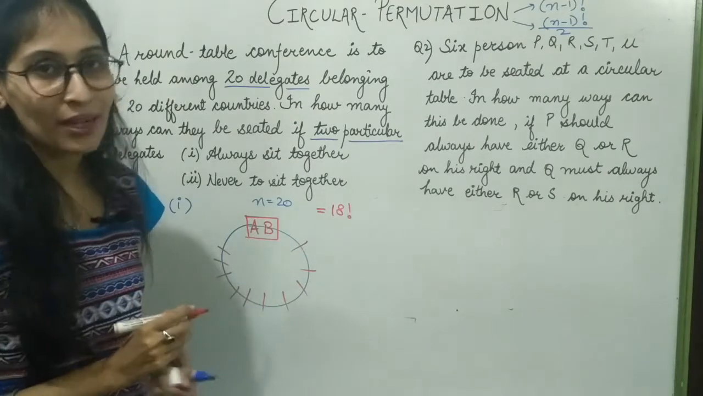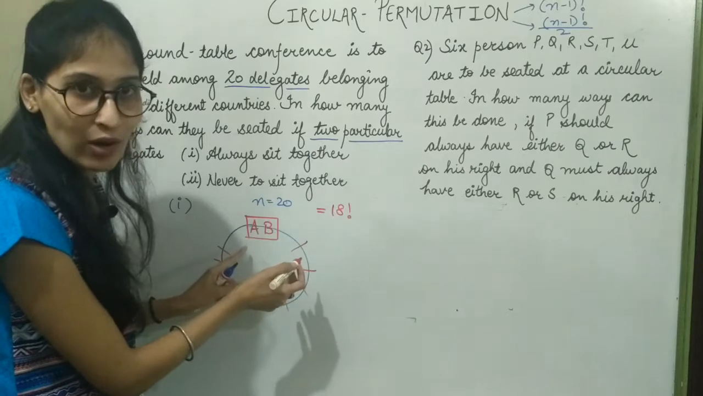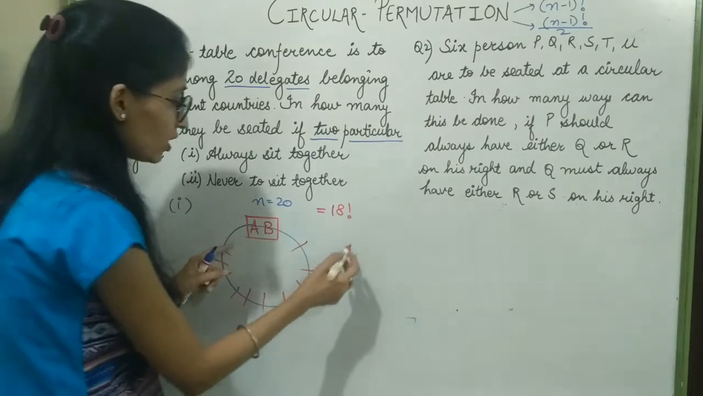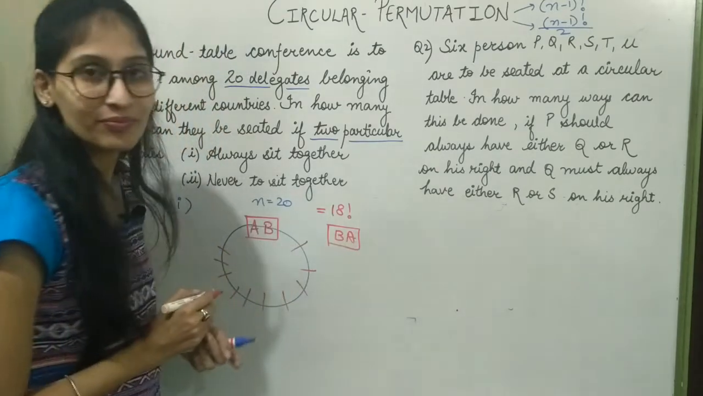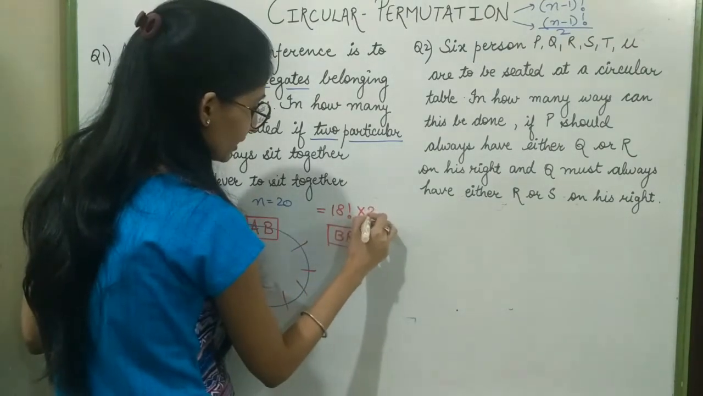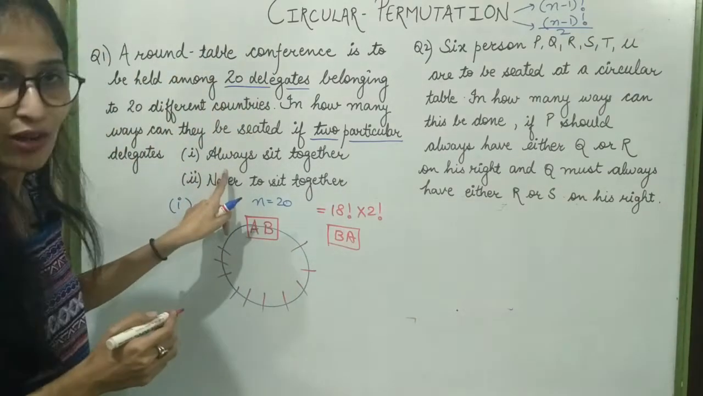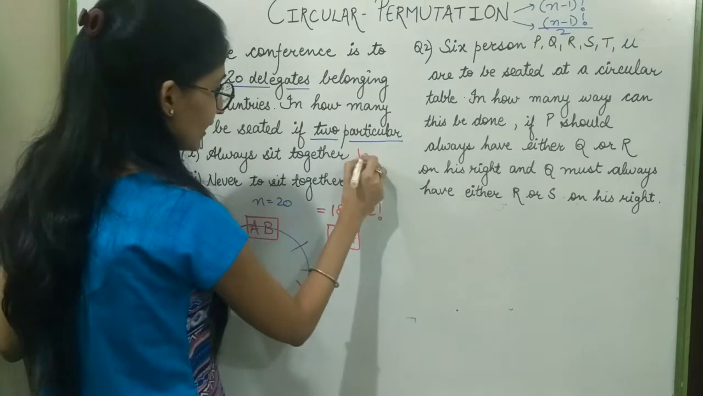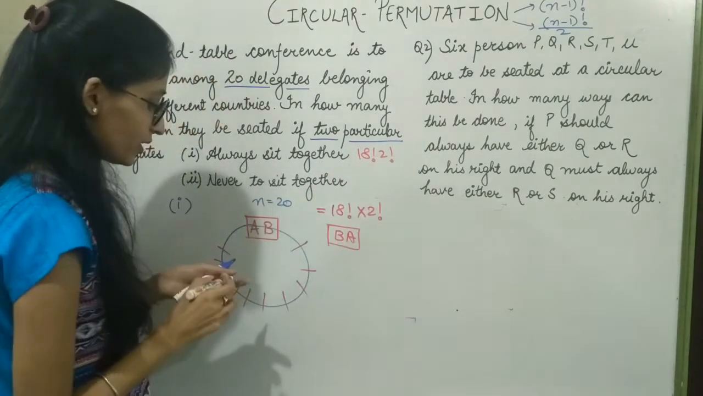But this is not my complete answer. Here, there can be two possible orders: either AB or the second order, BA. So my final answer will be 18 factorial multiplied by 2 factorial. So the answer of the first case will be 18 factorial multiplied by 2 factorial.